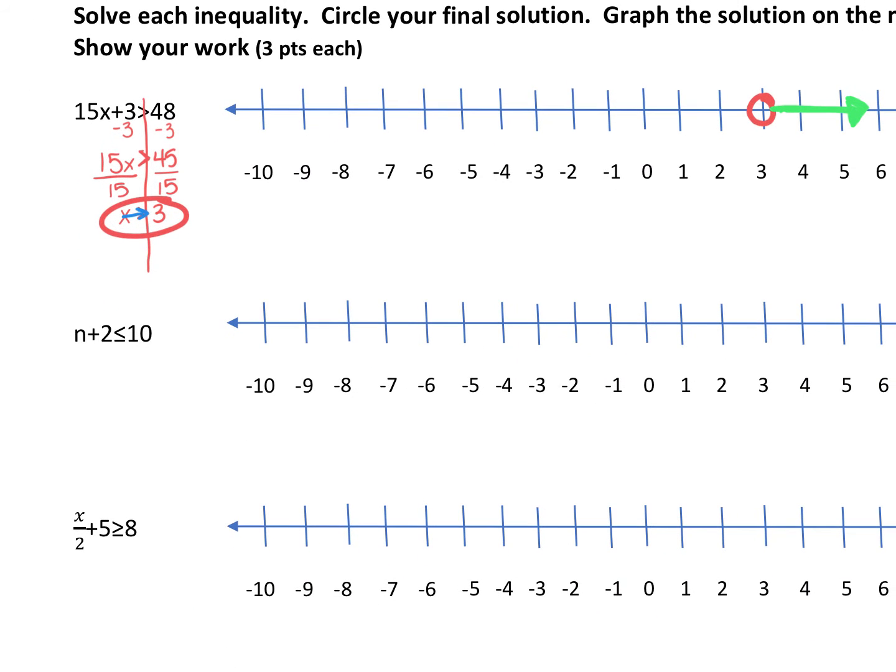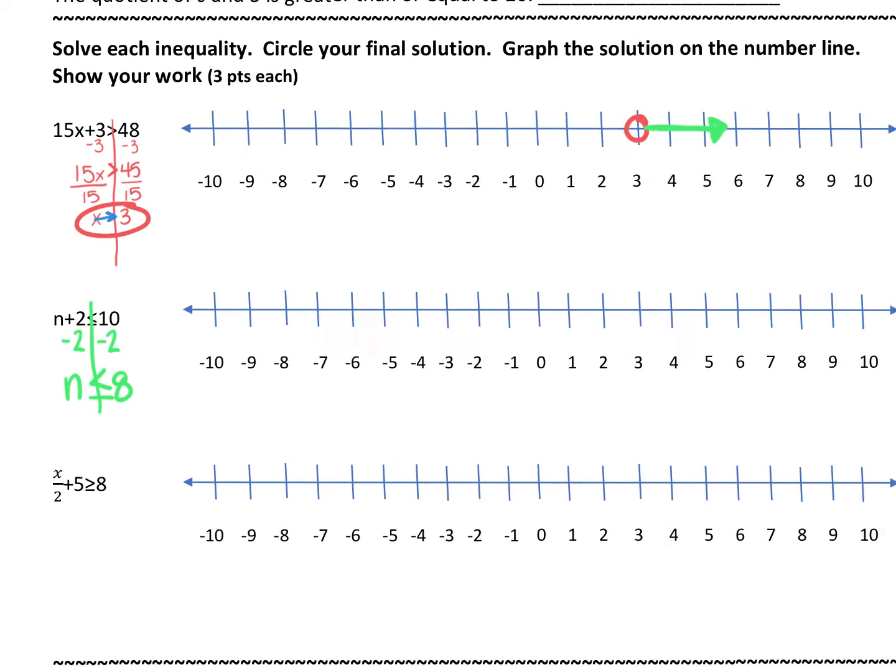We're going to go ahead and do the same thing on our second inequality. So we're going to get n by itself, and to do that we need to get rid of that plus 2. And we're going to do that by subtracting 2 on both sides. When we solve that, we get n is less than or equal to 8.